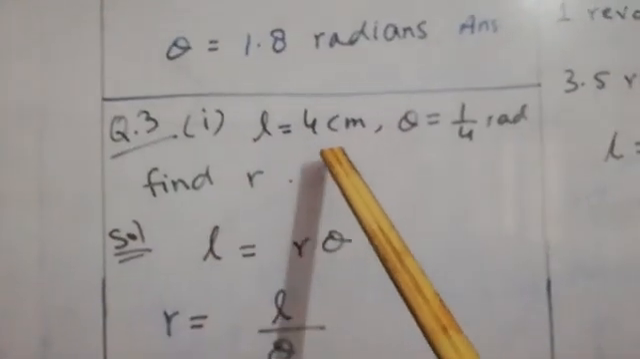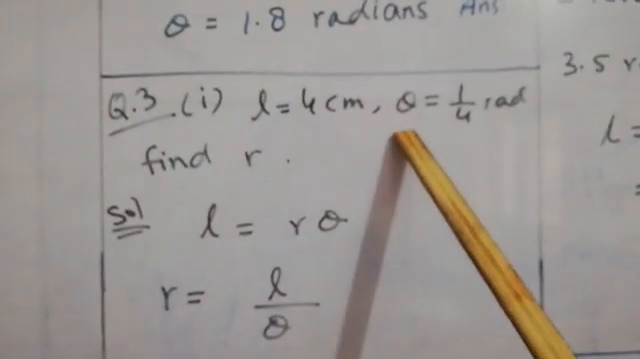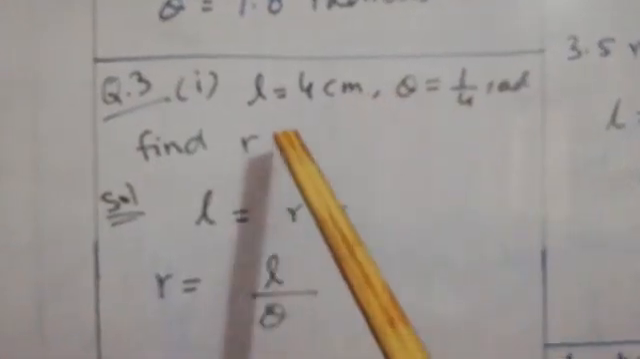Question number 3, part number 1: L is equal to 4 centimeters, theta is equal to 1 by 4 radians. We will find r.